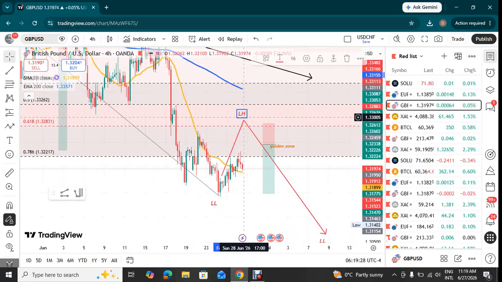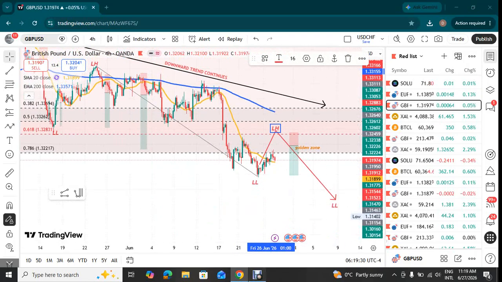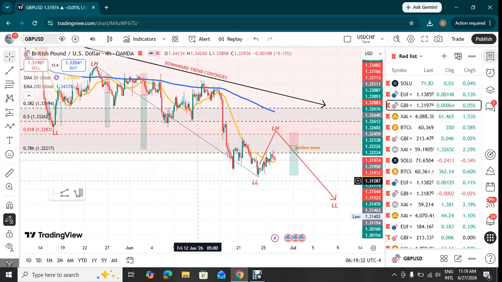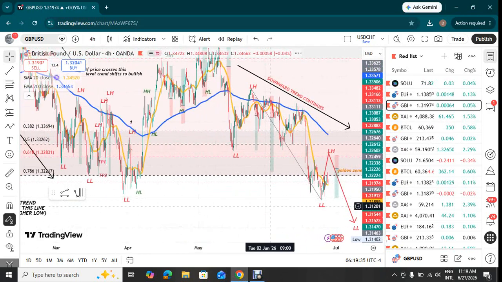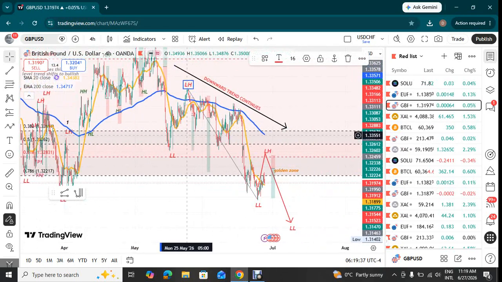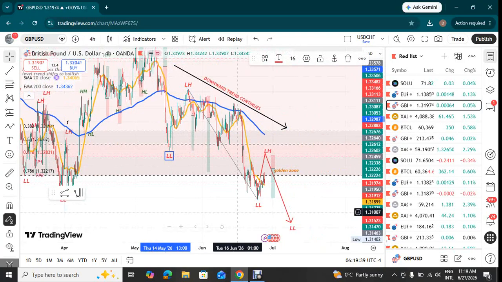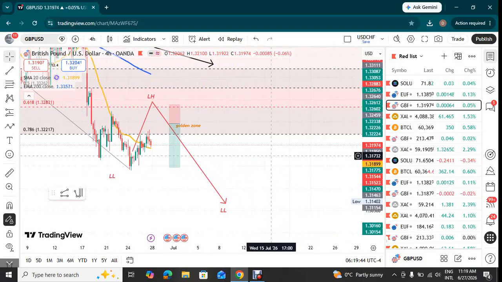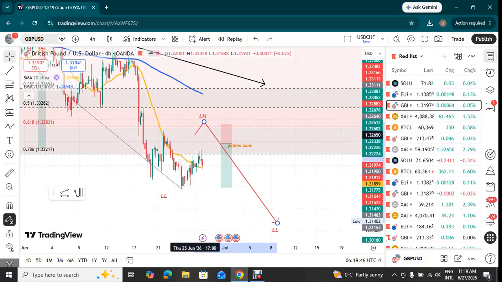Okay, same scenario as what we have on EU. We saw price come towards the downside, giving us a lower high here and also a lower low here. Now we have a lower low here, and of course our lower high is above. We want to see price come towards that level, but we are yet to see price come towards that level.